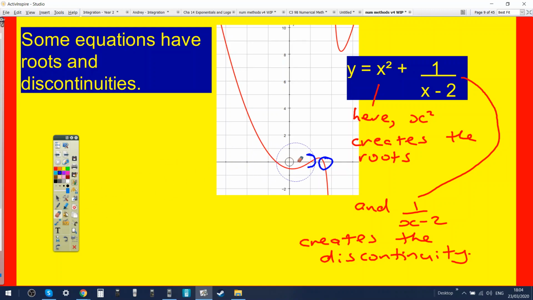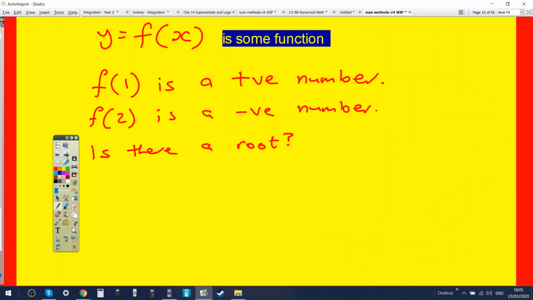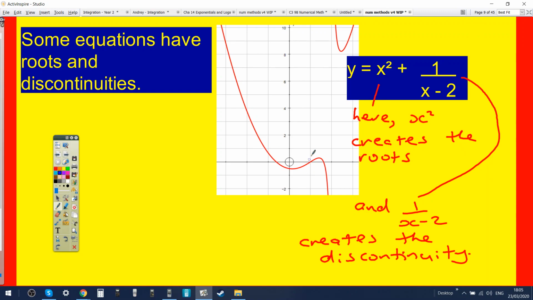And so whenever you have an algebraic fraction with x on the denominator, then you might get a discontinuity. If there is no fraction, if there's no x in the denominator, then it will just be continuous all the way through. Continuous meaning unbroken.